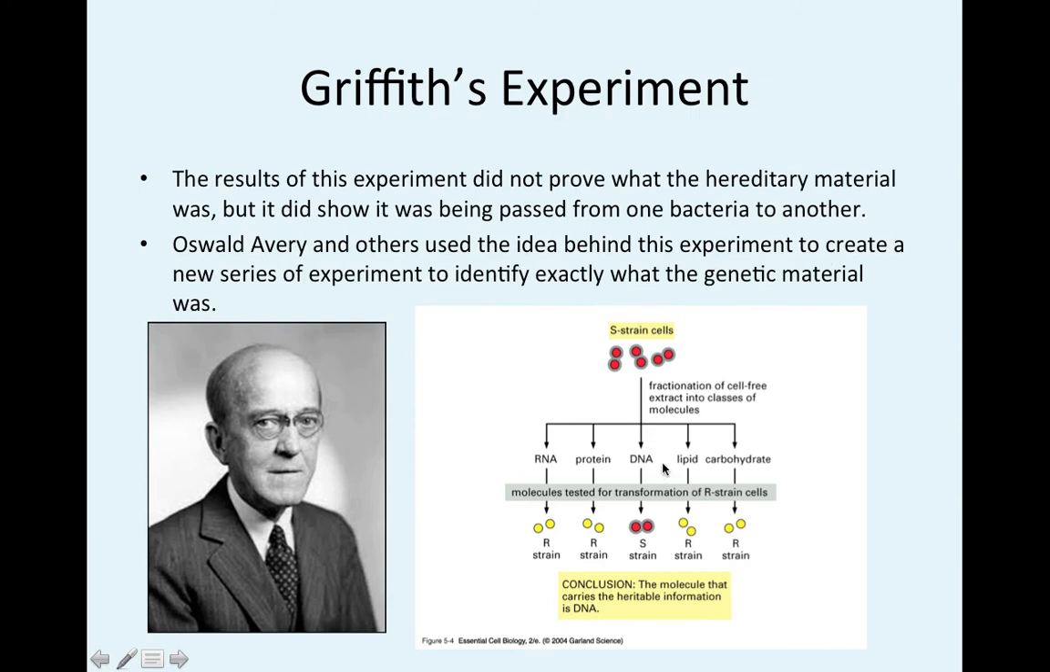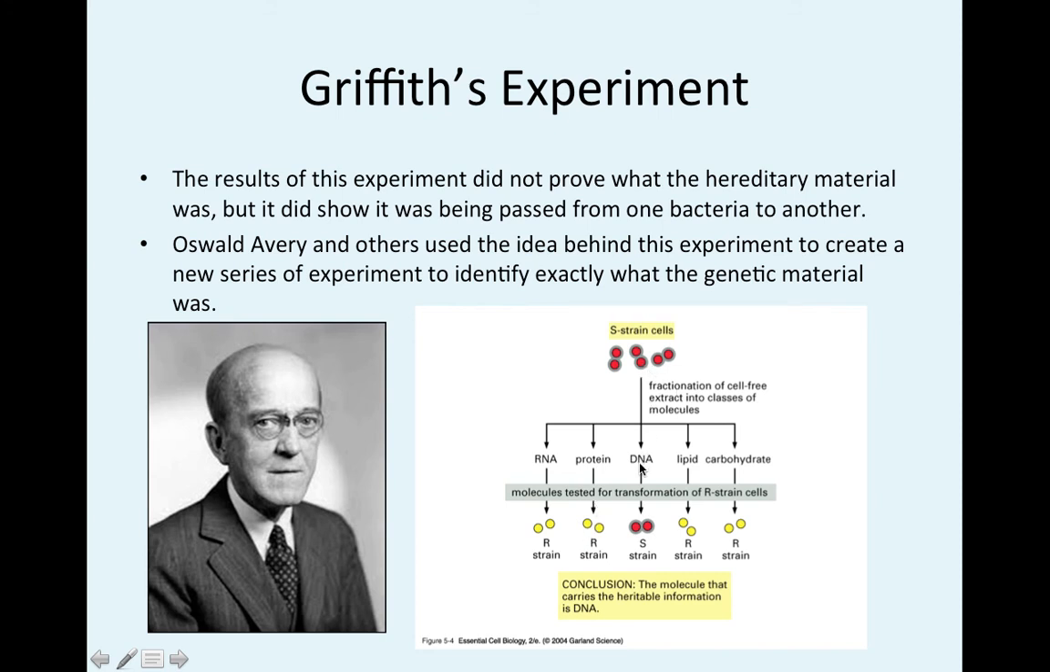But he basically said, okay, I'm going to take the S strain, the virulent strain, and take only the RNA from the S strain and see if we can get RNA to transform the R strain into an S strain. And it couldn't. RNA wasn't able to do it because it can't carry genetic information. So then he said, okay, I'm going to take all the protein out of the S strain and put the protein of the S strain with the R strain, and nothing happened.